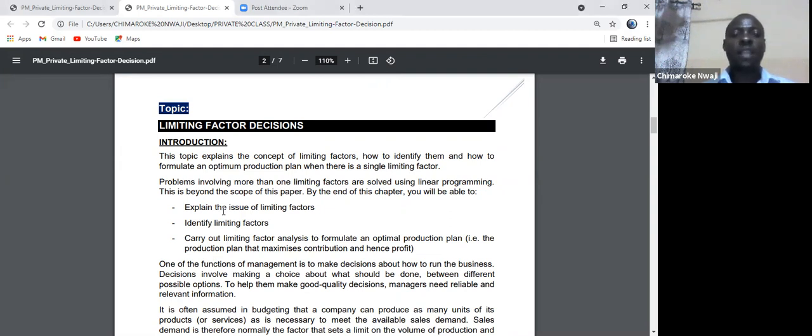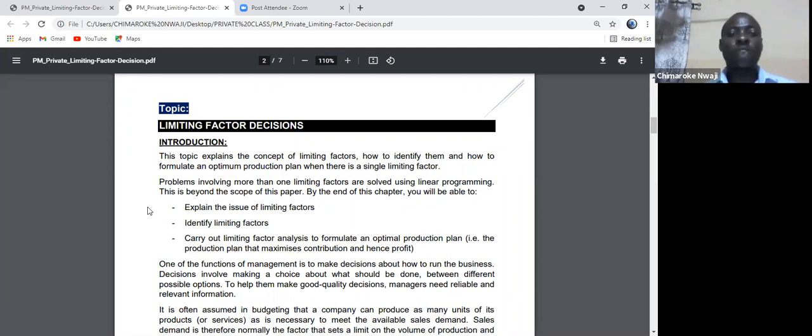Now, we are saying that in this topic, we'll be dealing with one limiting factor. When we have more than one limiting factor, from two and above, we will be using the linear programming model or technique to handle that. At the end of this lecture, you will be able to explain the issues of limiting factors. Why are they limiting factors? Why are they limiting your attainment of your objective?